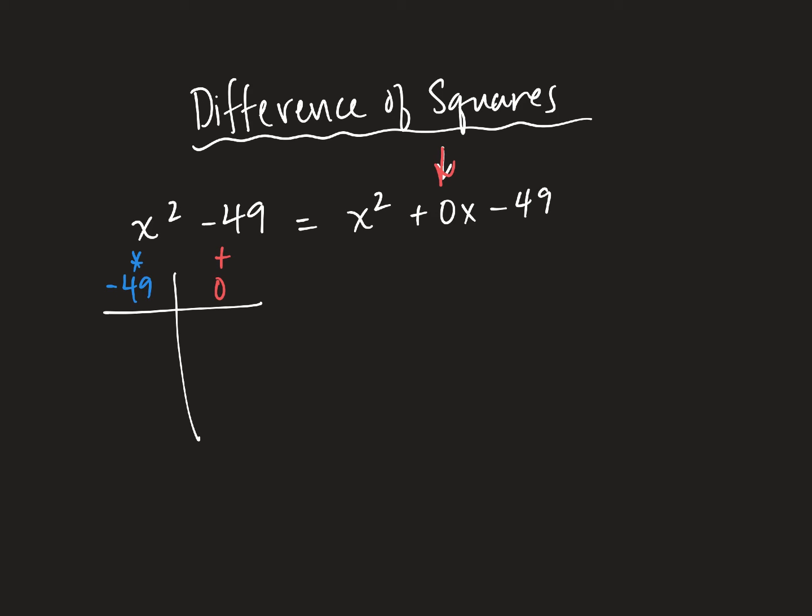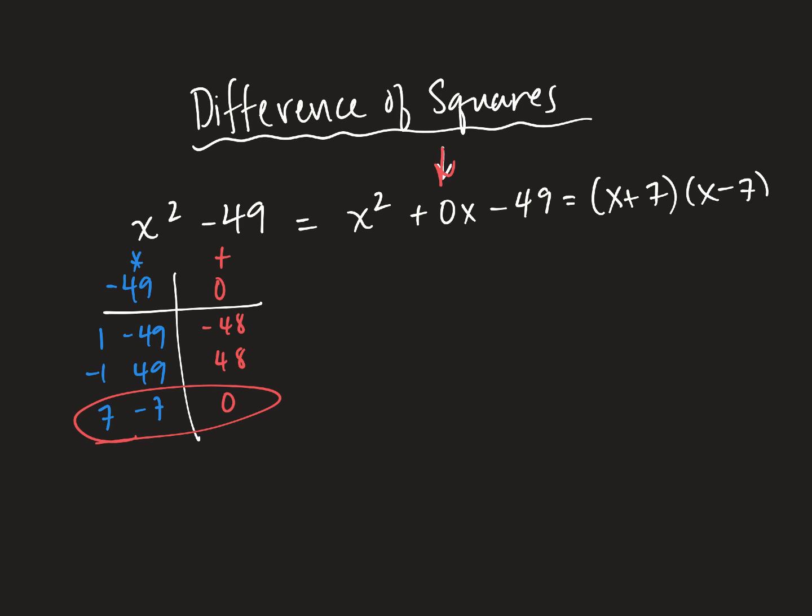So I can start listing factors of negative 49: 1 and negative 49, negative 1 and 49, 7 and negative 7. When I add these together, I would get negative 48, 48, or 0. Since this matches, I would say that this factored is x plus 7 and x minus 7.